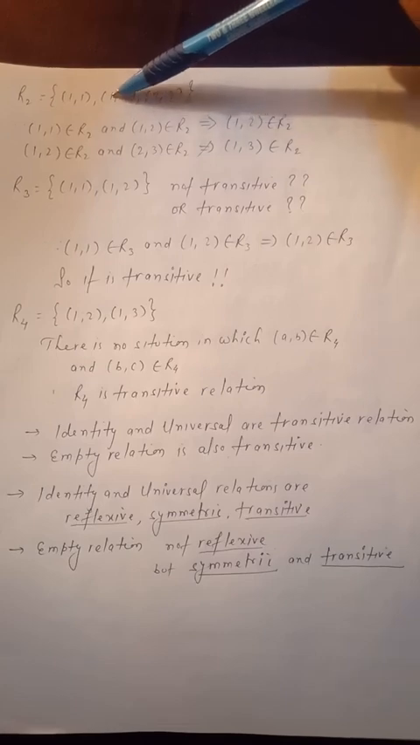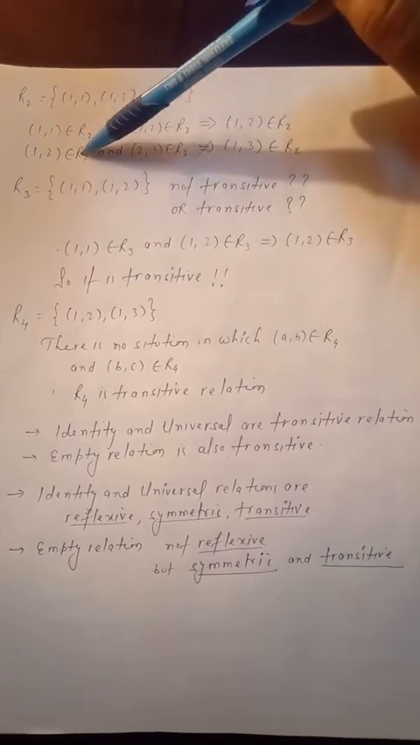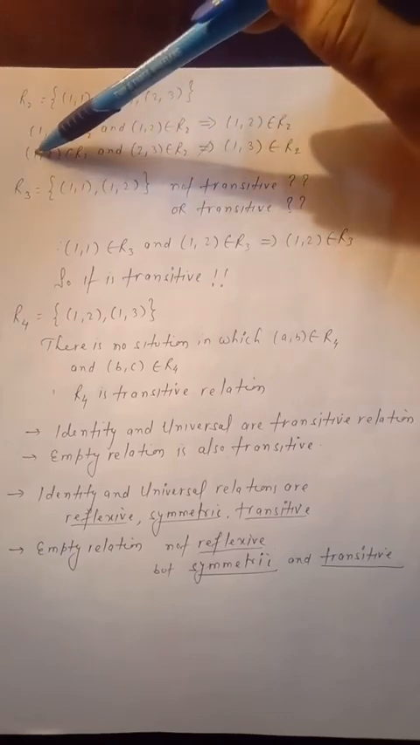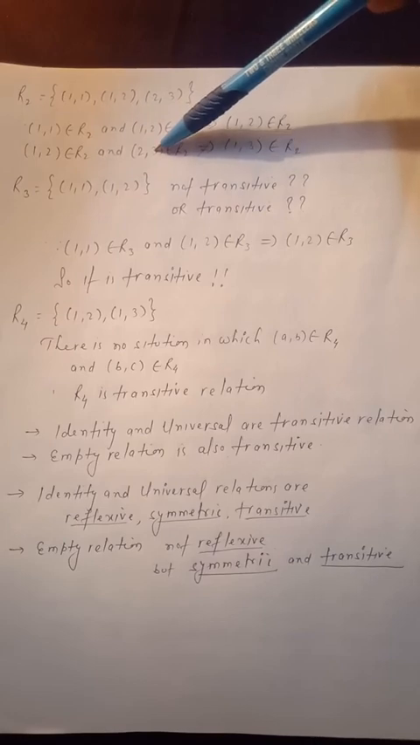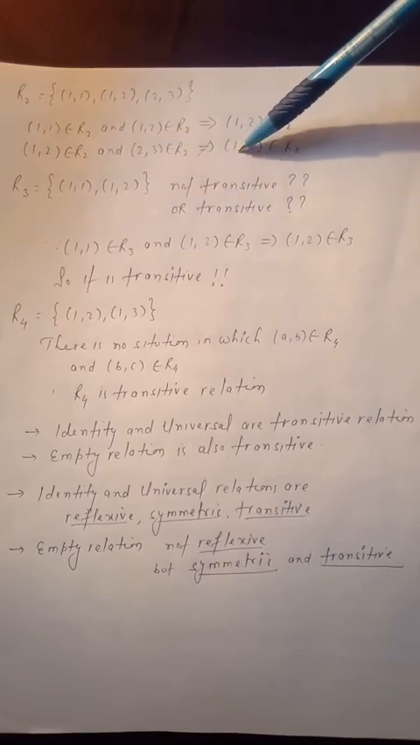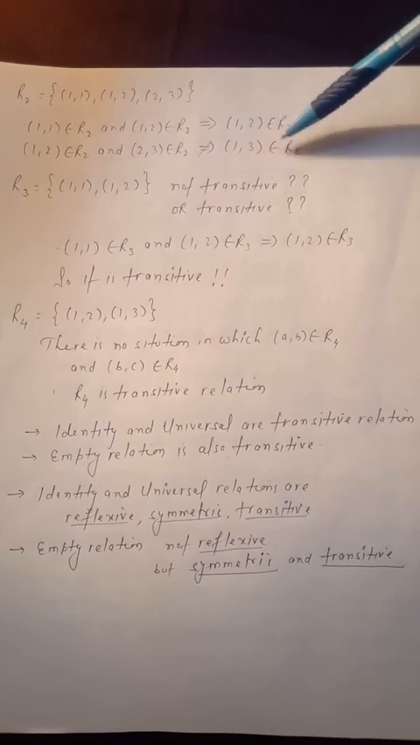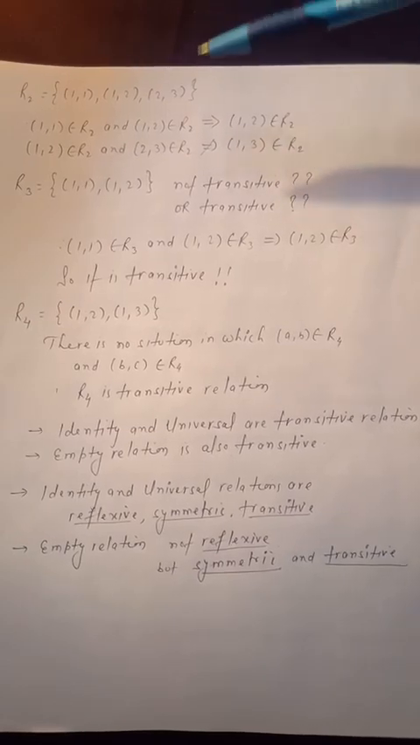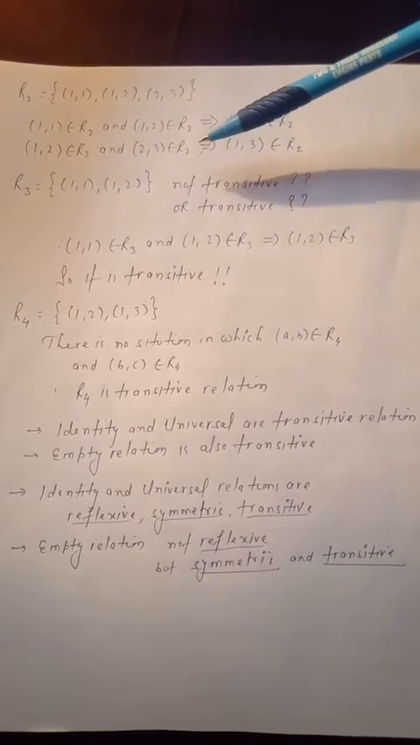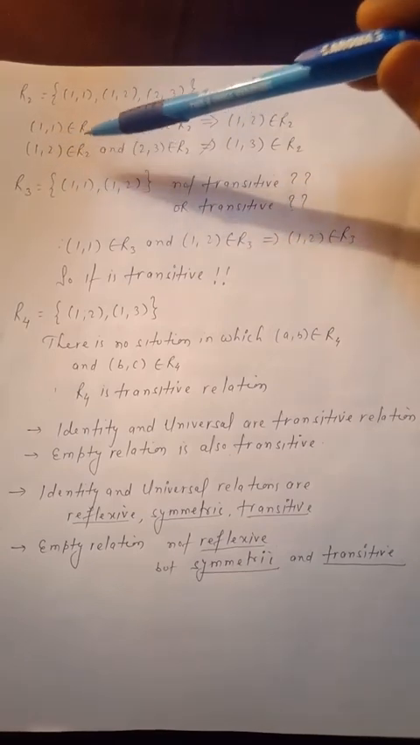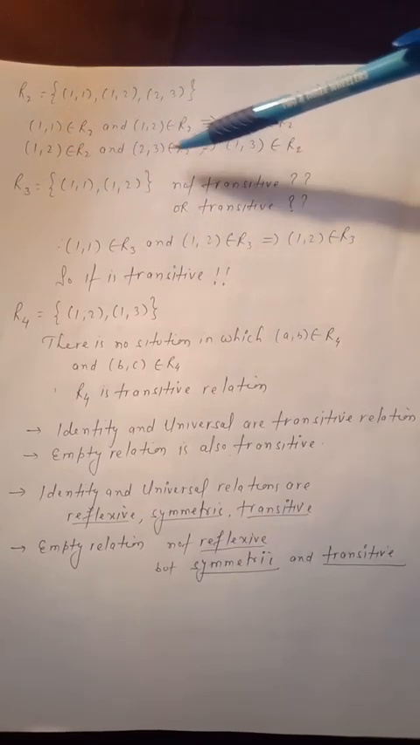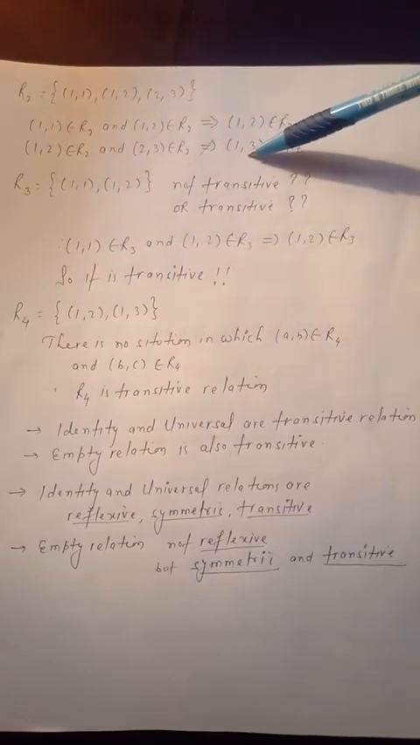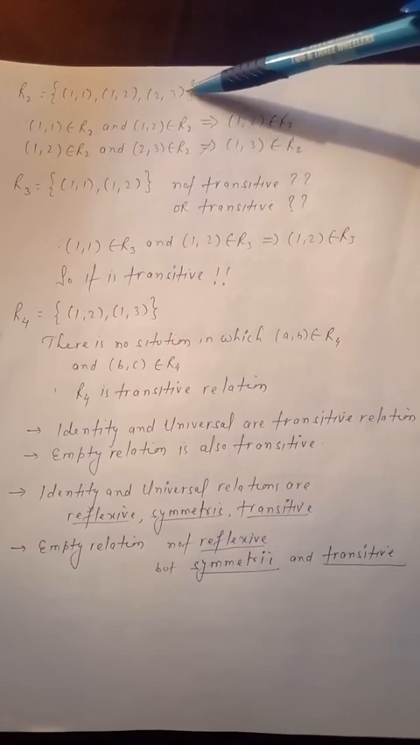But when we are taking the second element, 1 comma 2 present in R2 and 2 comma 3 present in R2, it means 1 comma 3 must be in R2, but here there is no 1 comma 3. It means the condition is wrong, that if A comma B is in R2 and B comma C is in R2, it means A comma C must be in R2, but it is not present. So therefore this R2 is not transitive.